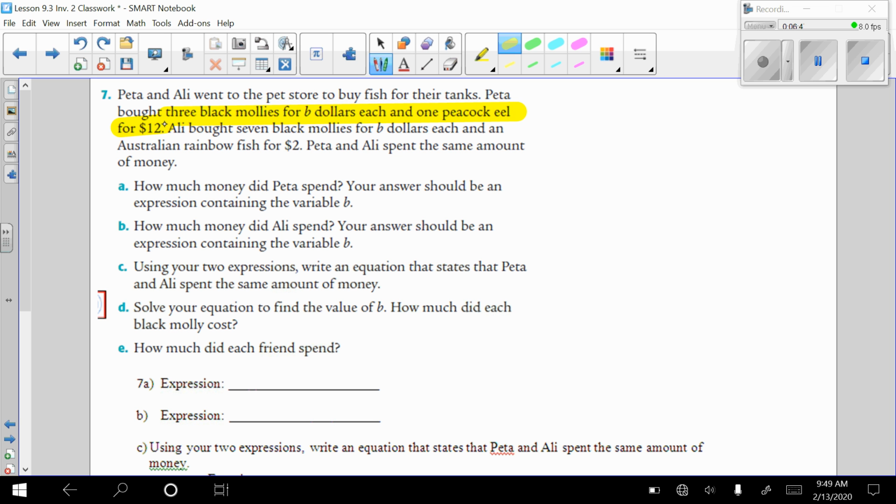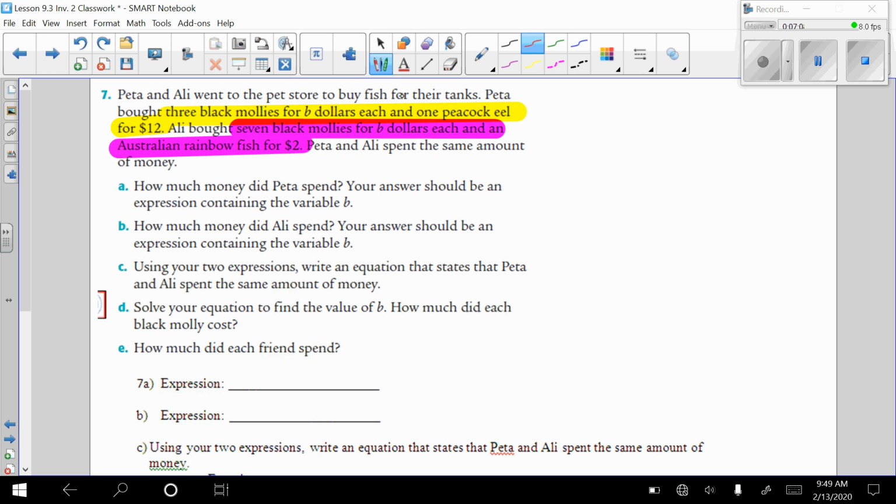That's what Petra bought. Now, Allie bought, we'll put a different color, 7 black mollies for $B and an Australian rainbow for 2. Again, those are important facts. They spent the same amount of money. How much money did Petra spend? Your answer should be an expression. So we're looking for just an expression. We're just looking at Petra.